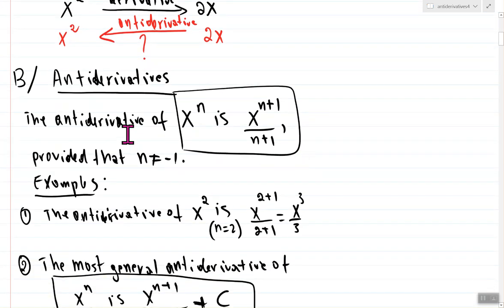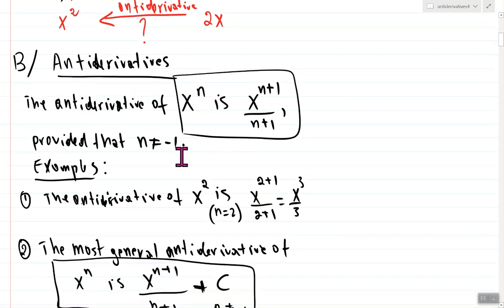For instance, in general, when you are asked to find the antiderivative of x to the nth, you will get x to the n plus 1 over n plus 1. So basically you're taking the exponent and adding 1 to it, and then dividing the new expression by the new exponent, which is n plus 1, as long as this power n is not equal to negative 1. So anytime this power is not negative 1, then you can use this power rule of antiderivative.